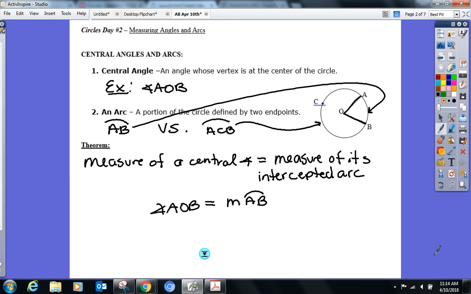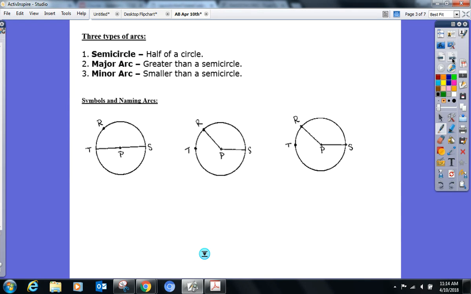All right. Questions? All right, so again, the central angle is equal to the measure of its arc. We'll practice that in a second. Before we get to that, though, different kinds of arcs. Semicircle, you've heard that one, I think, before in the past. Half a circle. Okay, half a circle.